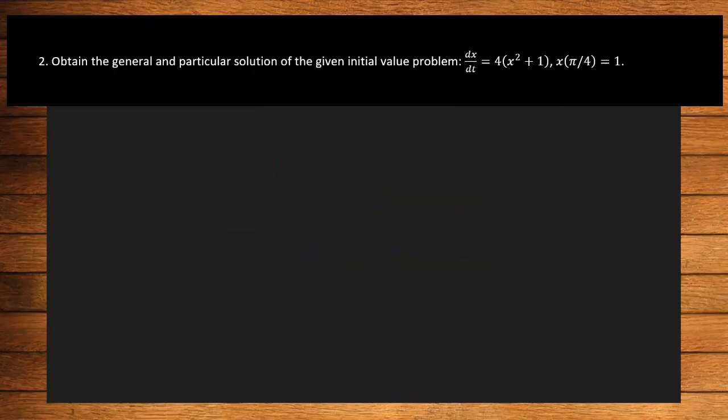So here in our next example, we are going to obtain the general and particular solution of the given initial value problem. So we have a differential equation here, dx over dt equal to 4 times x squared plus 1. And then we are given a condition. So sabi doon, x of pi over 4 is equal to 1. Again, we will use this condition in order to obtain our particular solution.